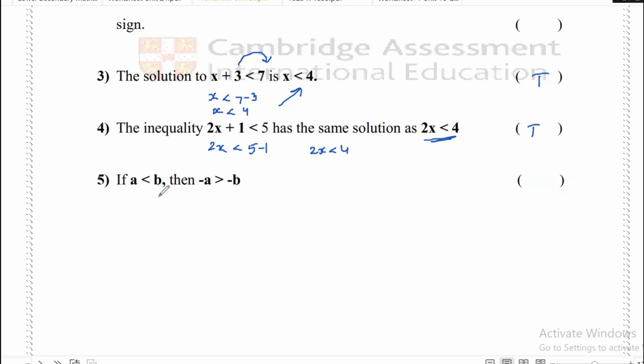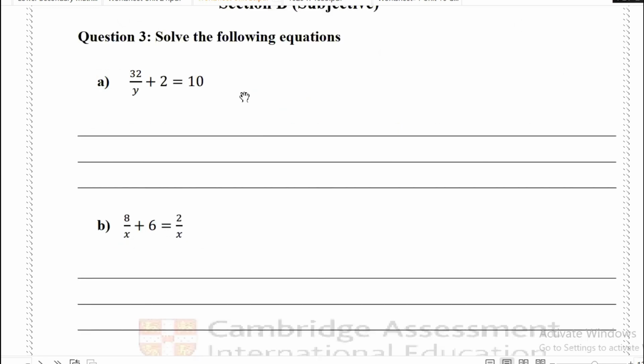Next one: a less than b. Then look, they are multiplying a less than b, and they multiply minus 1 with a and minus 1 with b, and then they flip or reverse the sign. So if they flip, reverse, or change the sign, it means they are correct. This is also true.